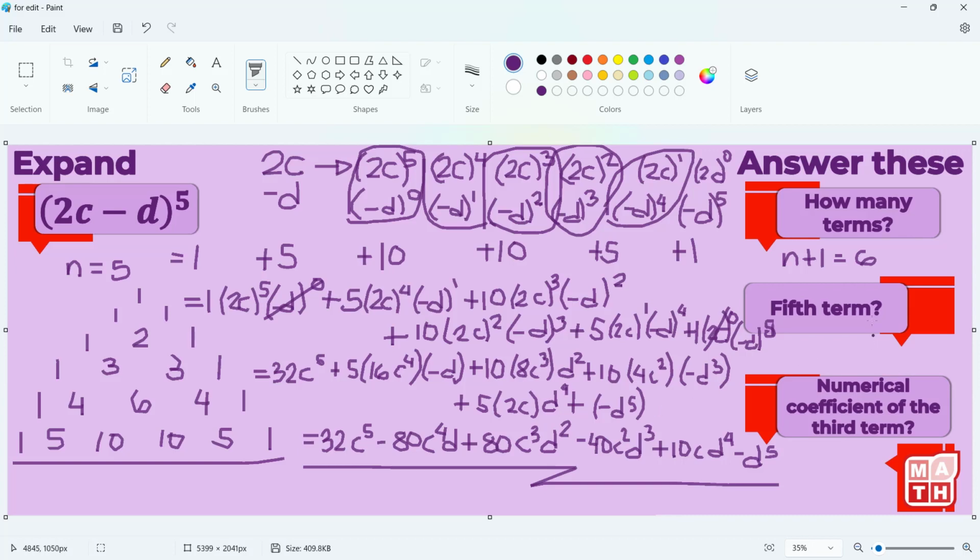Now let's proceed here to the answers to the question. What is the fifth term? 1, 2, 3, 4, 5. This is the entire fifth term. So you have 10cd to the power of 4. And the numerical coefficient of the third term, again, is not 10, but because this is our third term, your numerical coefficient is positive 80. So we are done with expanding the binomial 2c minus d raised to the power of 5, considering all these steps.